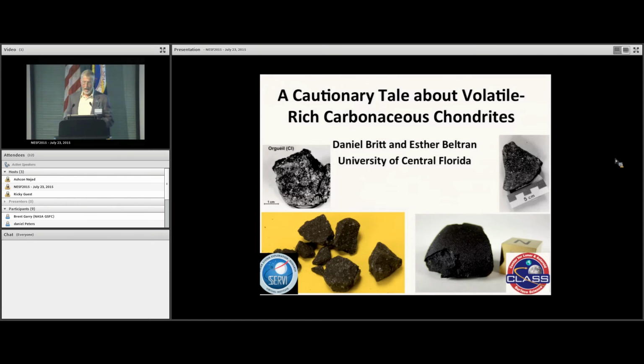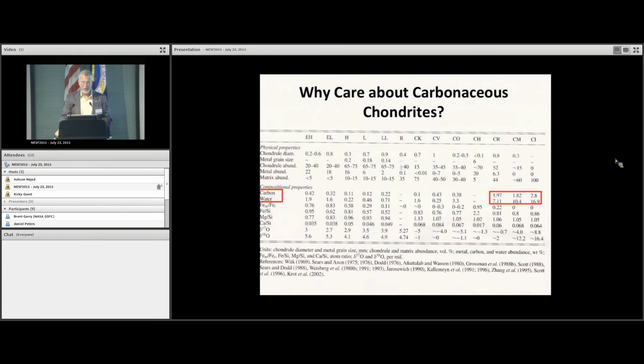I'm going to talk about carbonaceous chondrites, which are of interest as human exploration targets and also for ISRU. But why should we care about these guys? Well, although it's hard to see all the details here, there are two critical things: carbon and water. We tend to need that. These are volatile-rich carbonaceous chondrites. They have up to 17 weight% water. You get very little water and very little carbon in any of the other meteorites.